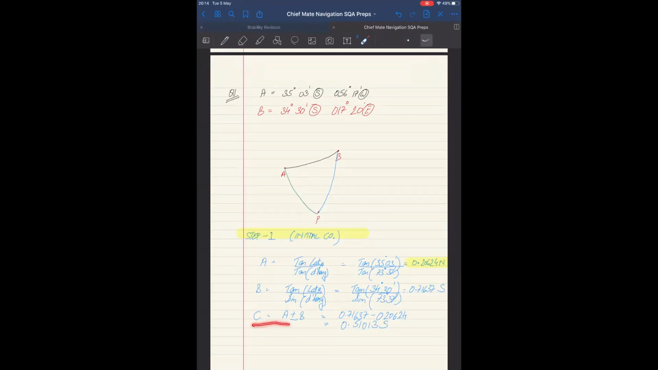So we had reached in calculation for C. So C was basically the numerical difference between A and B, which we found out to be 0.51013. And the naming of C is done as whichever is bigger between A and B, that's the same name for C. In this case, it was the value of B which was bigger. So it will be the same name which will come here.